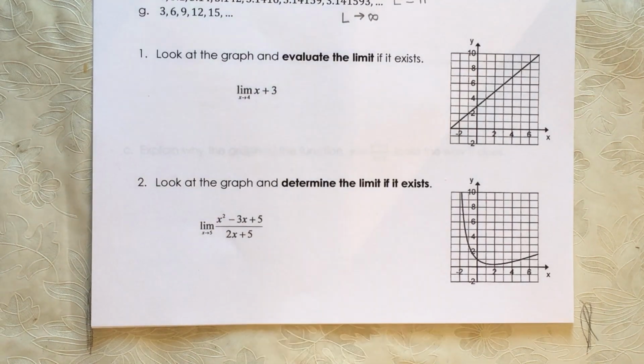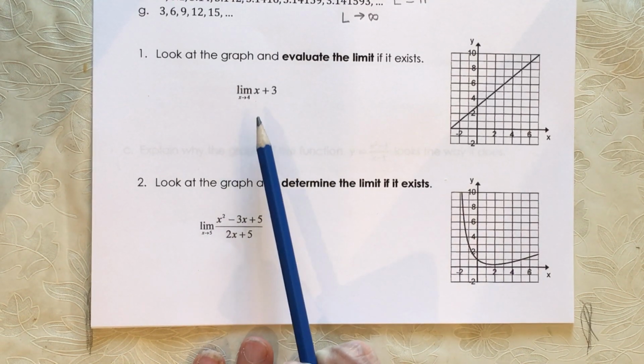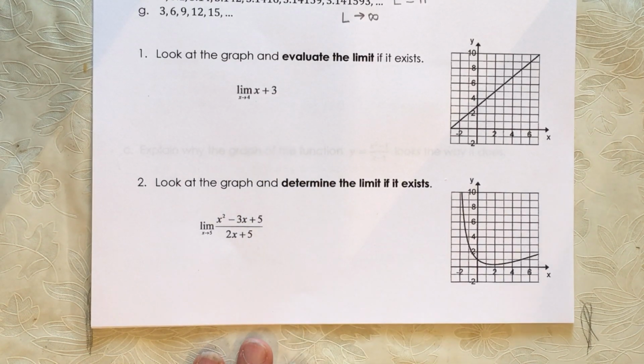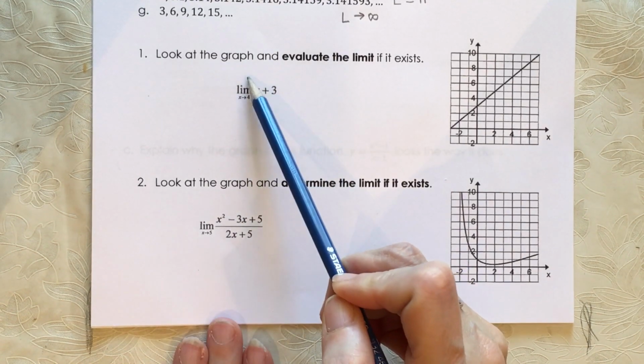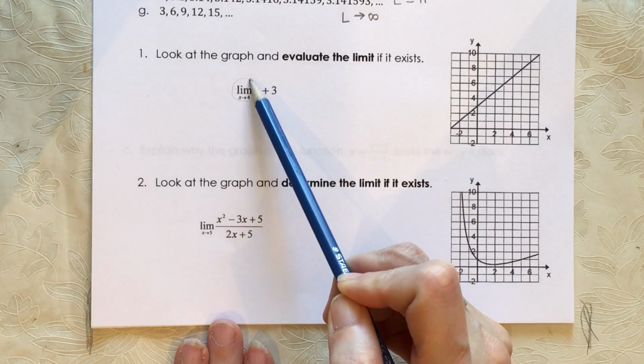All right, this is "What Is a Limit," part 2. So we're going to look at the graph and evaluate the limit if it exists. This says the limit as x approaches 4 of x plus 3. So first of all, that's how you read that: the limit as x approaches 4.